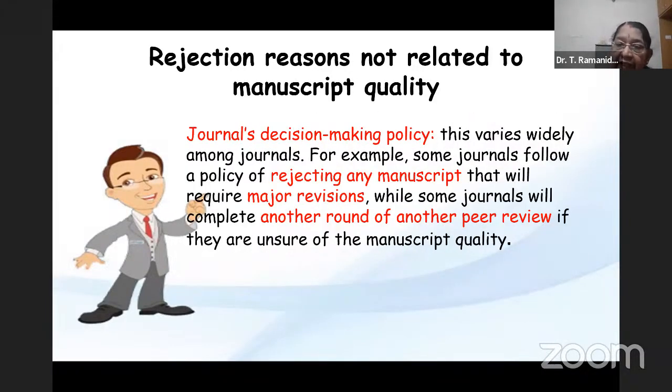The rejections again depend on the journal's decision-making policy, which is very important. This varies widely among journals. For example, some journals follow the policy of rejecting any manuscript that will require major revision. So they will clearly say that it needs a major revision, hence it may not be acceptable for publication. But some journals might send it to another peer reviewer, and they allow the author to make some sort of revision.